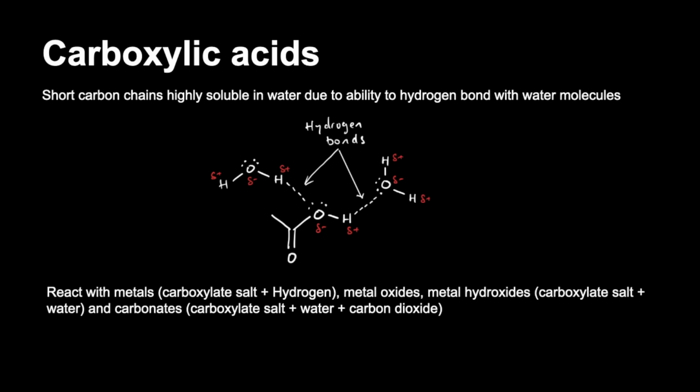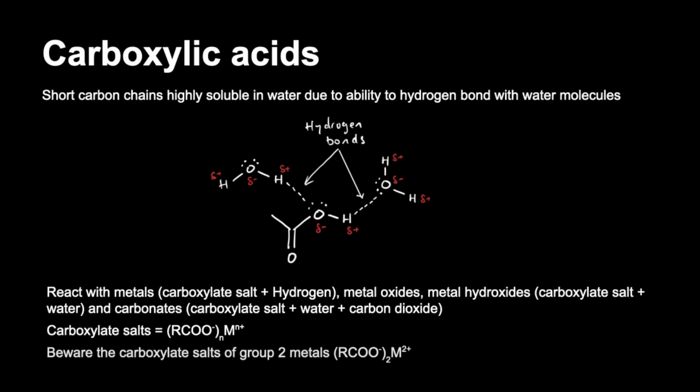Carboxylic acids react with metals, so they give a carboxylate salt and hydrogen. They react with metal oxides and metal hydroxides to give carboxylate salts and water, and they also react with carbonates to make carboxylate salts, water and carbon dioxide. There's the general formula for a carboxylate salt, and just be careful when you've got a carboxylate salt of a group 2 metal, because you need 2 moles of the carboxylate ion for 1 of the metal 2+ ion.